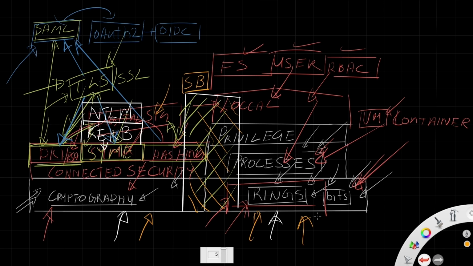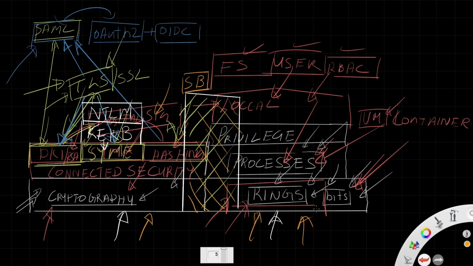One is cryptography, another is the rings, the privilege rings. The privilege rings implement processes, VMs, containers, pods, all kinds of sandboxes in general. They isolate one program from another, protect one program from another. It is also called local security. It implements different privileges within an operating system, within a hypervisor. So that is the use of rings.